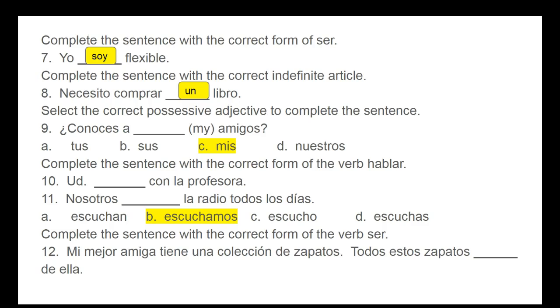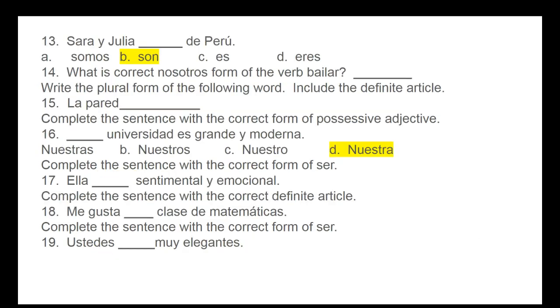So número 10, complete the sentence with the correct form of the verb hablar. Usted habla con la profesora. Número 11, nosotros escuchamos la radio. Número 12, complete the sentence with the correct form of the verb ser. Mi mejor amiga tiene una colección. Todos estos zapatos son de ella. 13, Sara y Julia son de Perú. They are from Peru. 14, what is the correct nosotros form of the verb bailar?